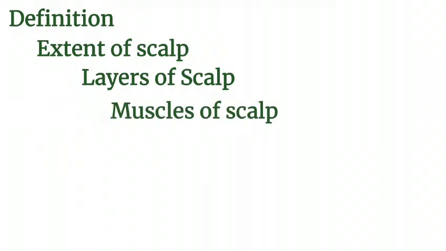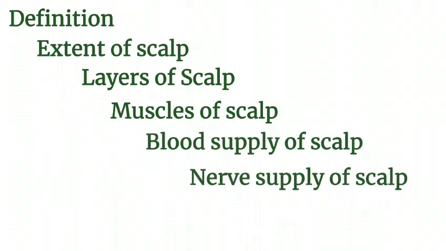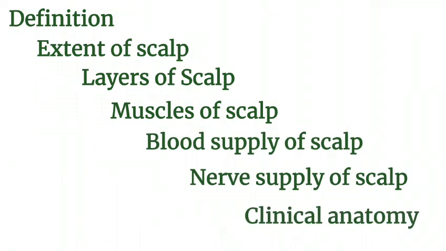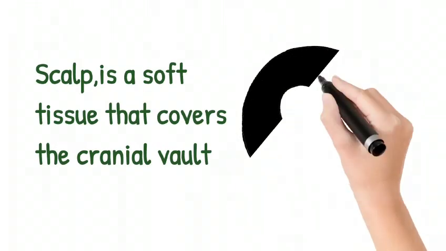In this video, we will be discussing the scalp. We will be discussing the extent of the scalp, layers of the scalp, muscles, blood supply, nerve supply of the scalp, and clinical anatomy. The scalp is a soft tissue that covers the cranial vault.